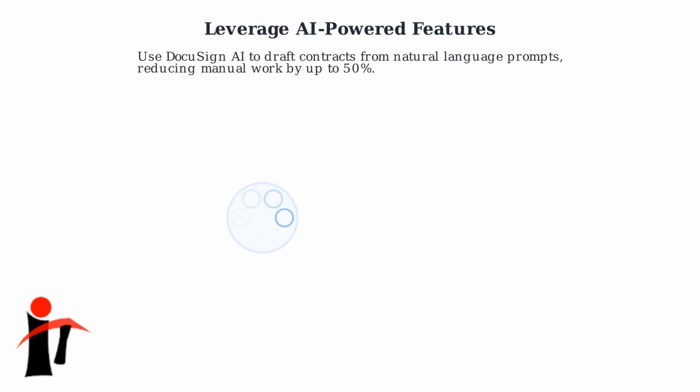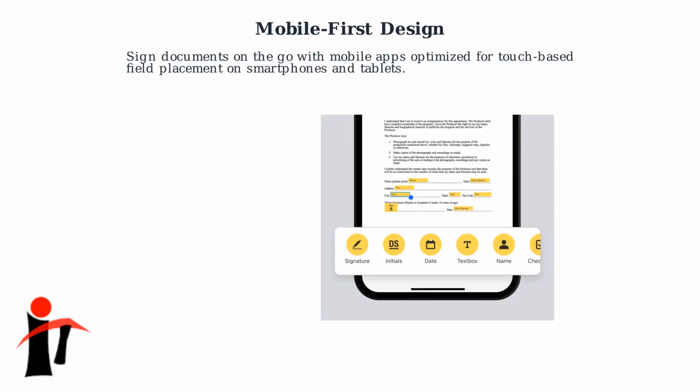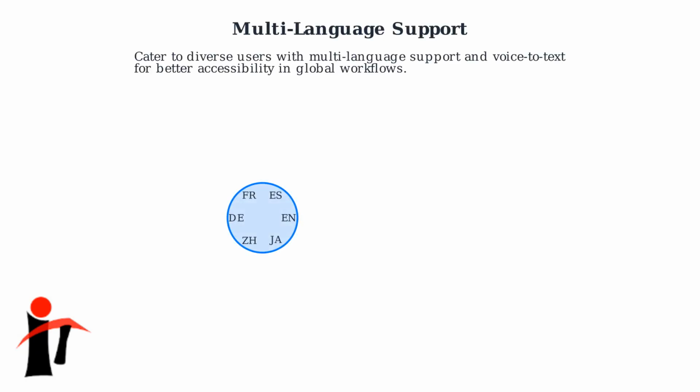Leverage AI-powered features for drafting and automation. DocuSign AI allows you to create contracts from natural language prompts, cutting down manual drafting time by up to 50% for common agreements. Mobile-first design allows for signings on the go. With 70% of signings now mobile-based, DocuSign's apps feature touch-based field placement for easy use on smartphones and tablets. Use multi-language support for diverse users. DocuSign offers voice-to-text features and multi-language options to ensure accessibility and inclusivity in global document processes.